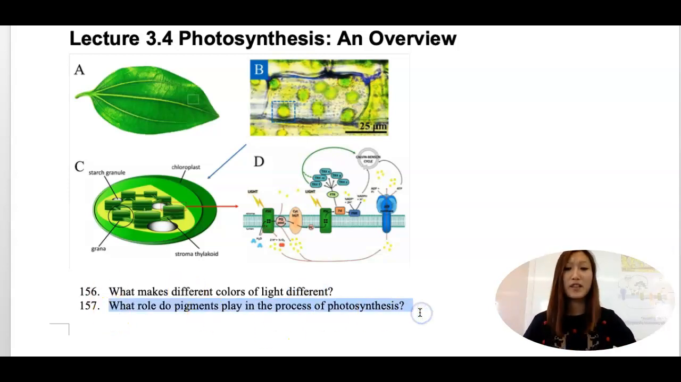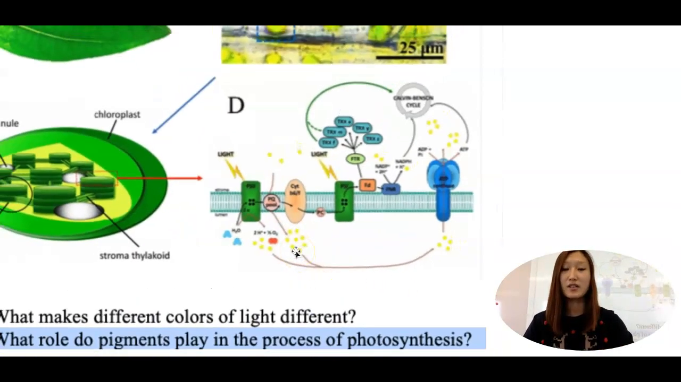What role do pigments play in the process of photosynthesis? Pigments absorb energy. So that's the job of any pigment, but specifically for photosynthesis, the most common pigment that is being used is called chlorophyll. So chlorophyll lives in chloroplasts, and its job is to absorb sunlight, and specifically the energy from the sunlight.